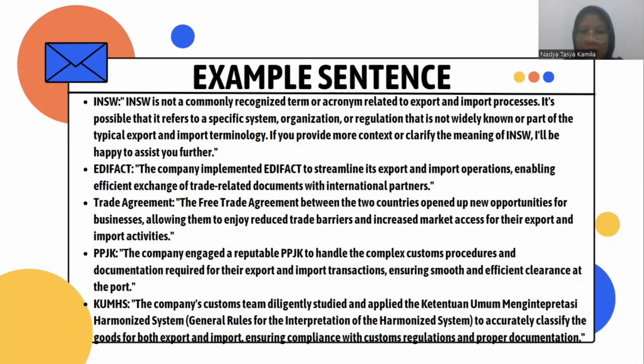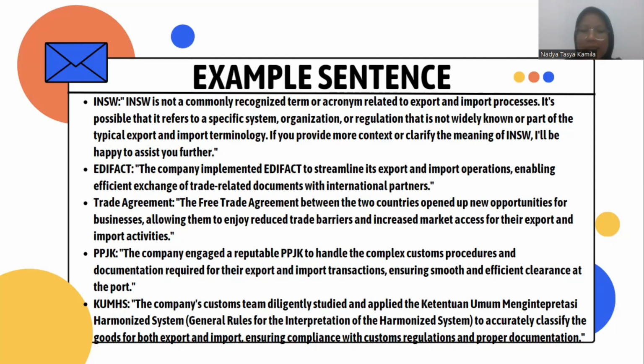PPJK. The company engaged a reputable PPJK to handle the complex customs procedures and documentation required for the export and import transaction, ensuring smooth and efficient clearance at the port.